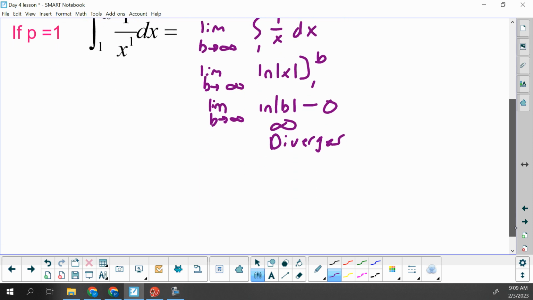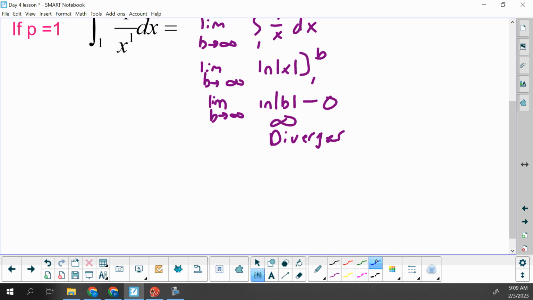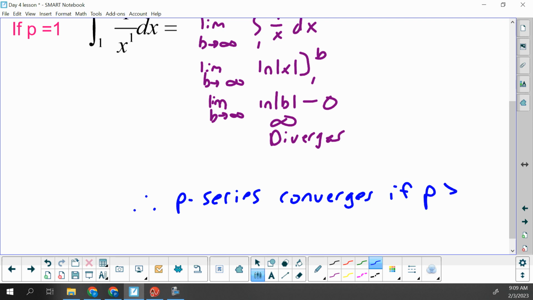So our overarching question here was, under what conditions does a p-series converge? Our conclusion is that a p-series converges if p is greater than 1. And if you want to add here, it doesn't answer the question quite, but that means that it diverges if p is greater than 0 but less than or equal to 1.